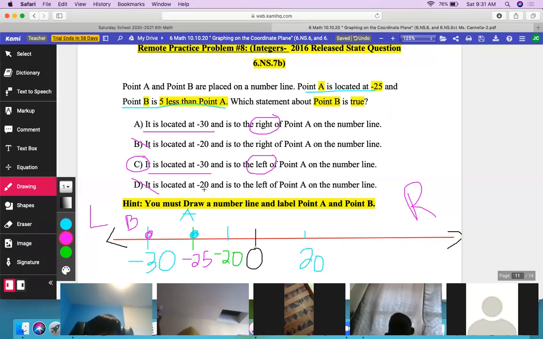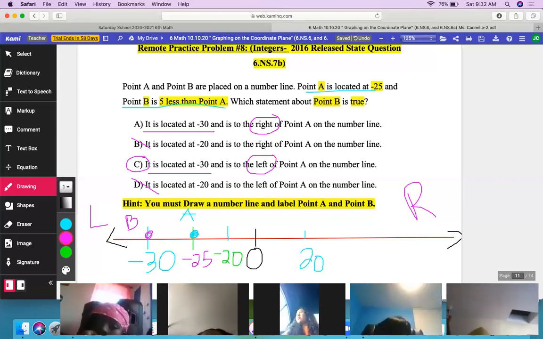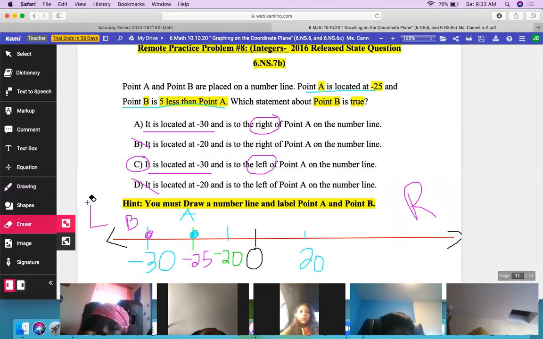A lot of students think it's -20 because they say, okay, if I have -25 and I have less than, I'm gonna take 5 away. But think about it as money. If you owed me $25, guys, and then you asked me to borrow another 5, you owe me now $30. You owe me 5 less. You're 30 units from 0. Always think about negative numbers that we've been telling you as money.